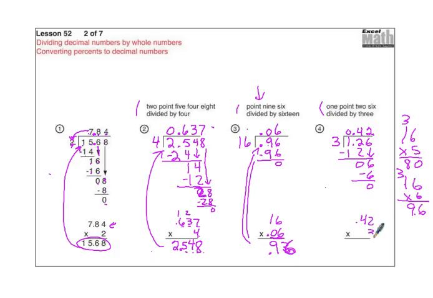Let's check it and see if that comes out right. 2 times 3 is 6 and 4 times 3 is 12. We need to move the decimal point over 2 spots. 1.26 matches up, looking good.